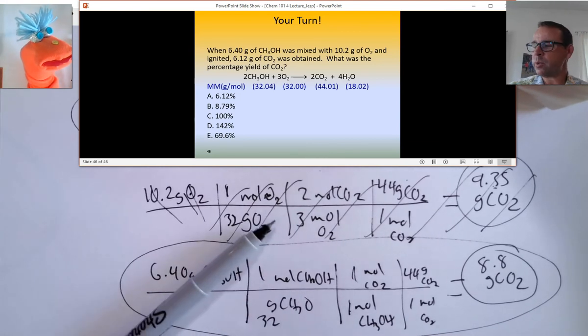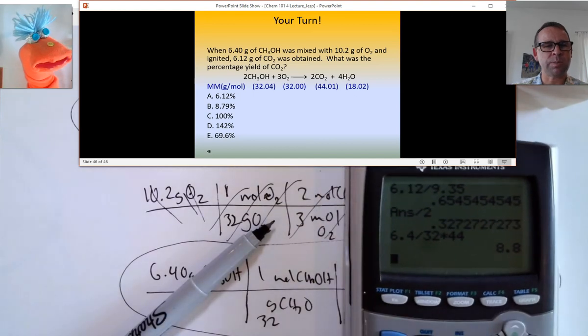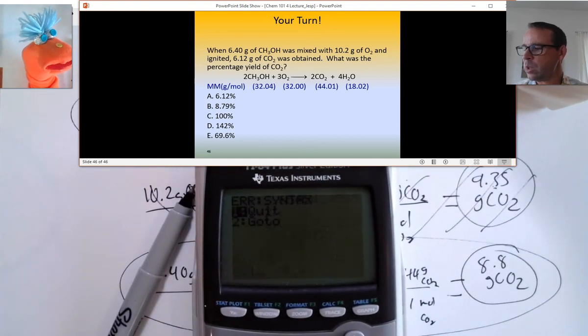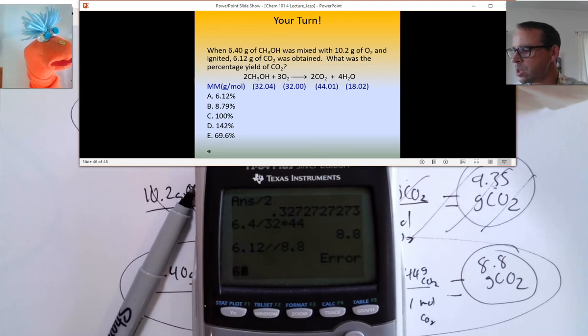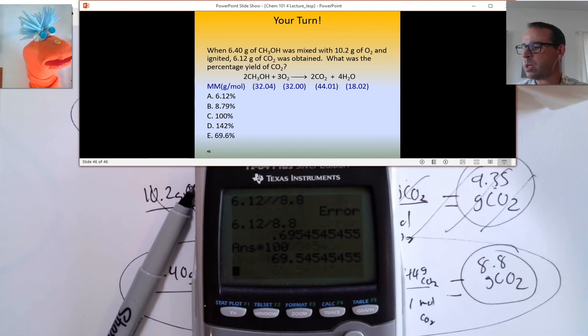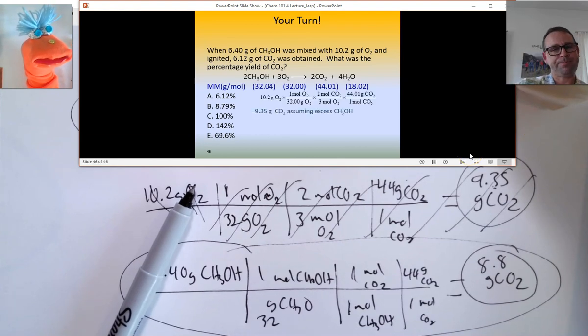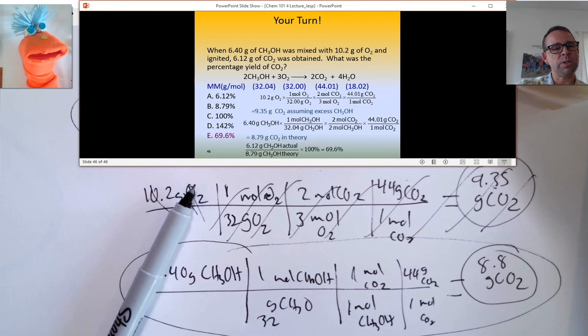Okay, very good. So now if we take our actual 6.12 and divide it by our 8.8, times by 100, that's where we get our 69.6%. Okay, very good. So we had to do it twice. And again, what was the key to tell us that we had to do it twice? Because we got amounts of both reactants, so it's a limiting reagent problem, so you got to do it twice.